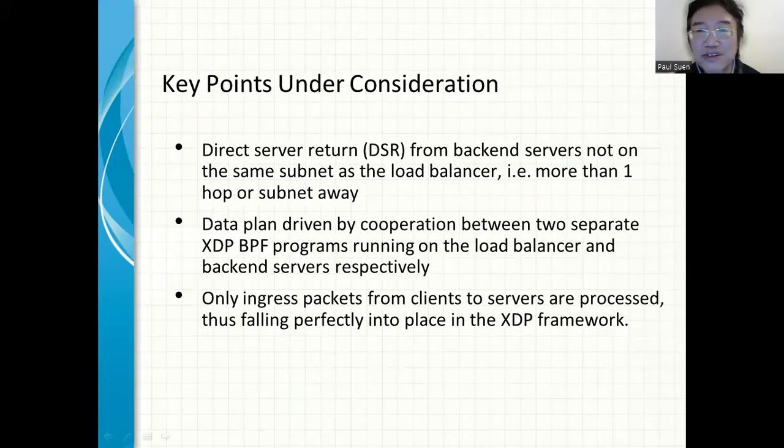The direct server return is from the backend servers not on the same subnet as the load balancer. That is, they are more than one host or subnet away from where the workloads are dispatched. There are two separate XDP BPF programs running on the load balancer and backend server, respectively. The data plane is driven by cooperation between these two XDP BPF programs.